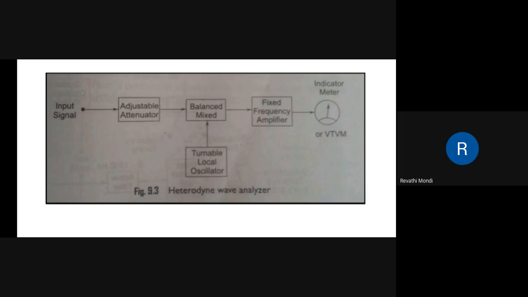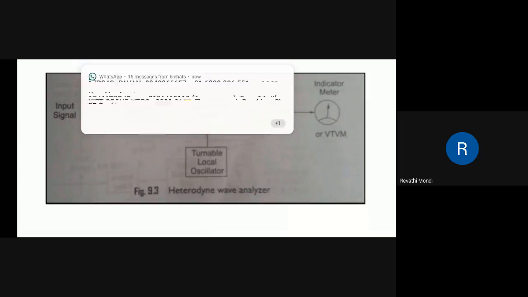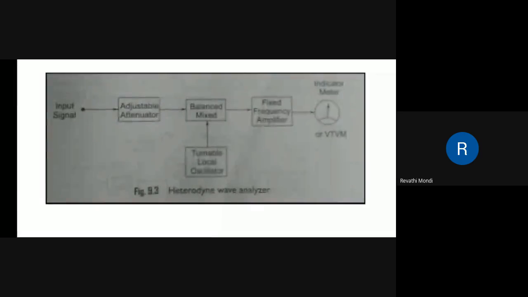This is then given to the frequency amplifier. Basically, an amplifier amplifies and boosts up the input signal. But in this block diagram, we have to use the fixed frequency amplifier only. The major concept of the fixed frequency amplifier is to fix the frequency and amplify the signal.